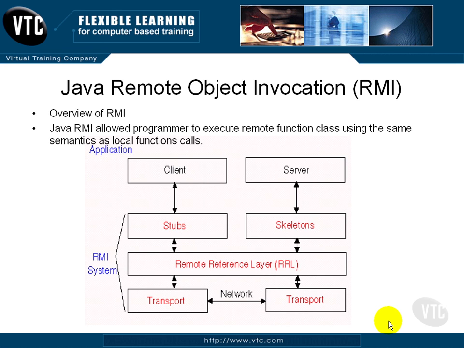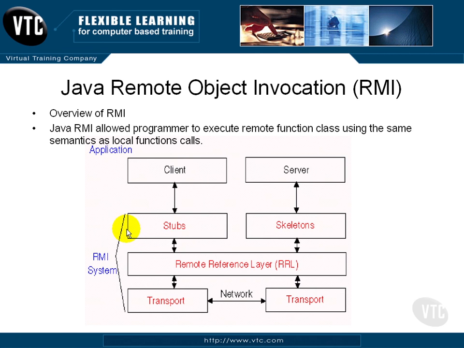The RMI implementation is essentially built from three abstraction layers: the stub or skeleton layer, the remote reference layer, and the transport layer. In this diagram, for illustration purposes, we also show the application layer, or our application code. As we can see here lies our application. Within our application is going to be the client or the server. Following that is going to be the stub and skeleton layer. This layer is responsible for managing the remote object interface between the client and the server.